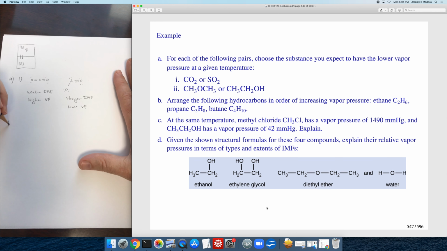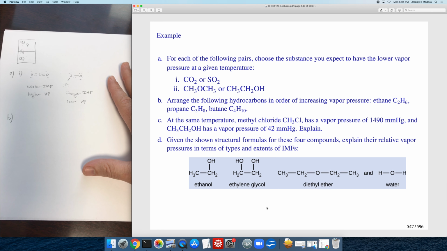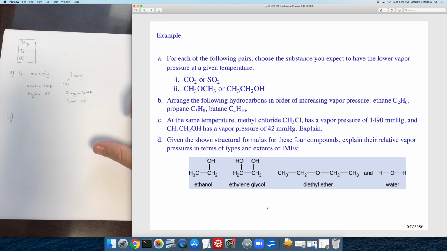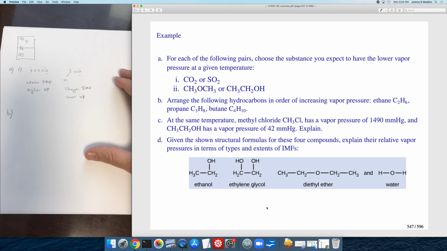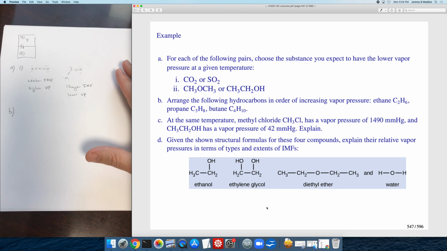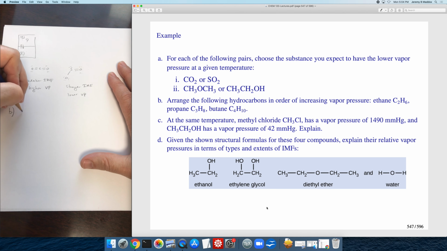For the hydrocarbons in part B, these are all nonpolar species, and so we're only thinking about the London dispersion interactions here. The one with the strongest intermolecular interactions is going to be the butane. Butane has more electrons, therefore London dispersion is going to be a larger effect. Therefore, it's going to have the smaller vapor pressure.